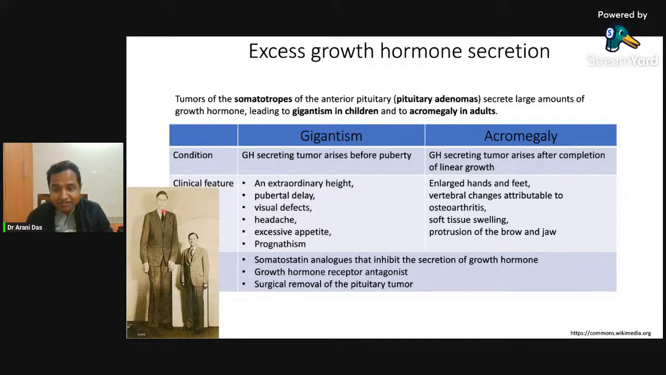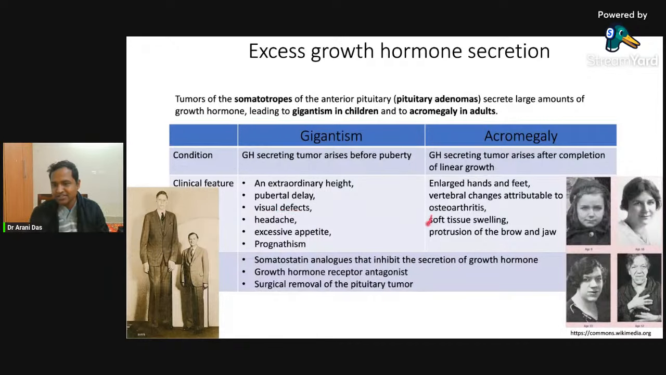And acromegaly, which is an adult disease, is also seen in this picture, where we can see this subject at the age of 9 and 16 is completely normal, but at the age of 33 and 52 there is characteristic change: increase in hands and feet, vertebral osteoarthritis, and protrusion of the eyebrow and jaw bones. All these things will be there. So the treatment is somatostatin analog, growth hormone antagonist, or surgical removal of the pituitary tumor. Now, this is excess growth hormone secretion.